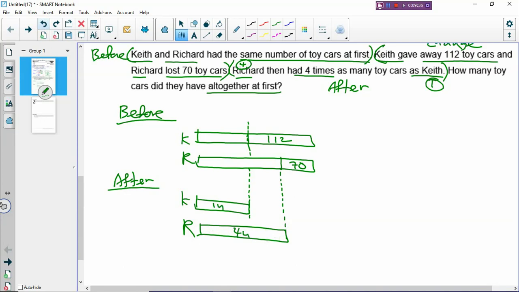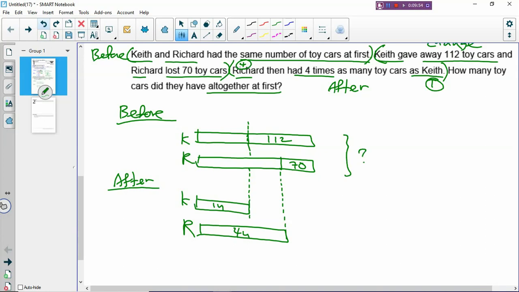Okay, alright. So in this question, what is unchanged? Everything changes, right? Why? Keith has less now, Richard has less now, and then their total also became less. So how many toy cars did they have all together at first? You have to find the total. And your model is done.